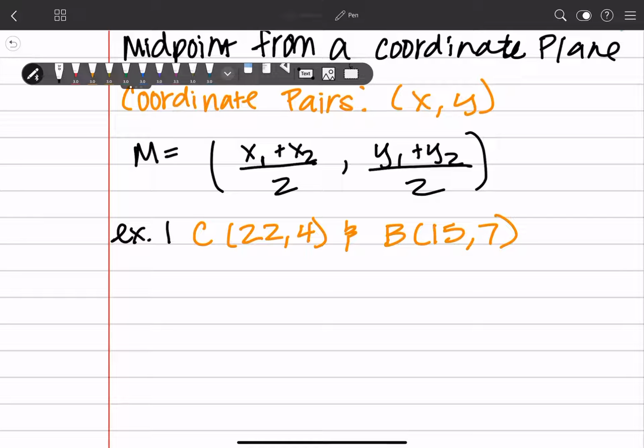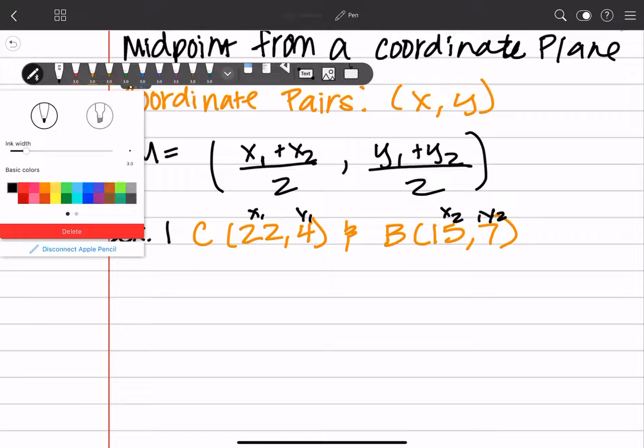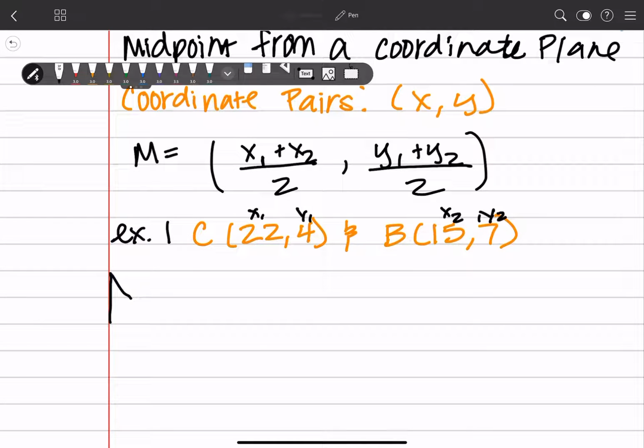And I'm going to make this one X1 and Y1. Now I could, if I wanted to, make this X1 and this X2, I don't feel like it today. It's okay if you do. Either way, you will end up getting the same answer. So let's go ahead and get our formula in here. And I'm going to write a big M because I'm going to need the room. That's an ugly M. Sorry, guys.